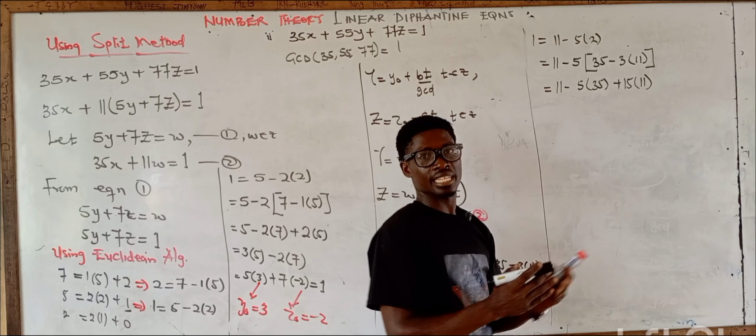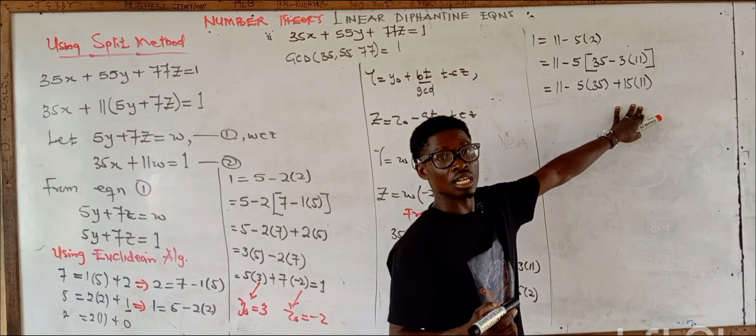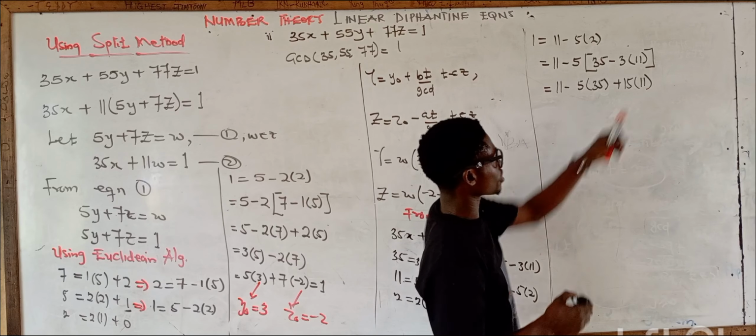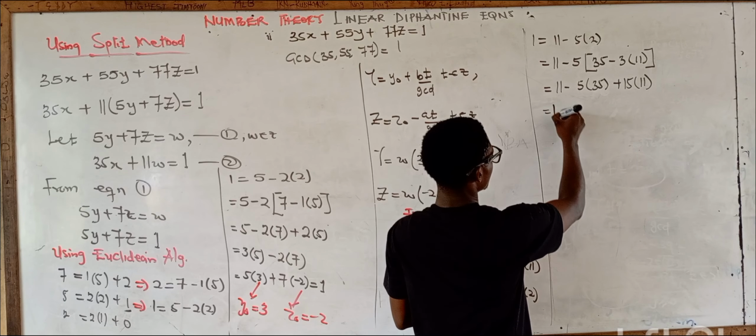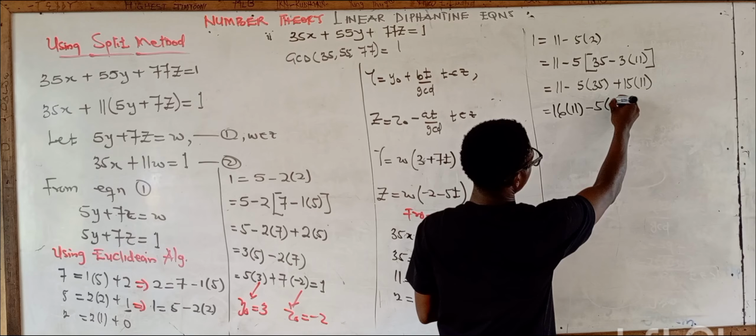We are going to group the items and then we add. You know how to go about it because we've already looked at several examples on this. So this is going to give us what? 16 times 11 minus 5 times 35.